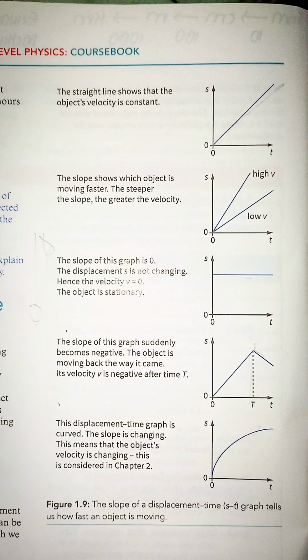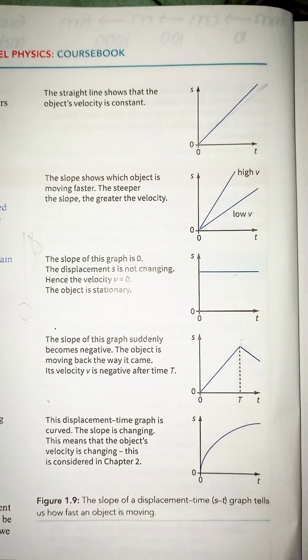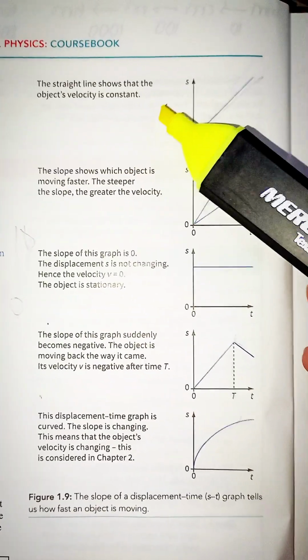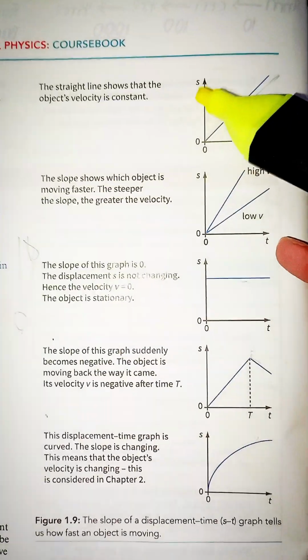Five types of kinematic graphs. Displacement-time graph, where S represents displacement and T represents time. The straight line shows that the object's velocity is constant.